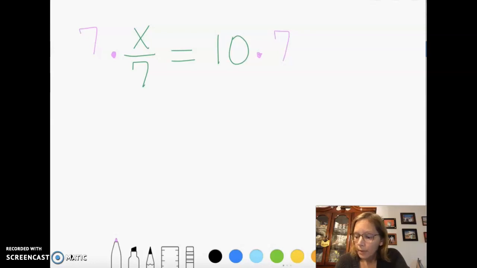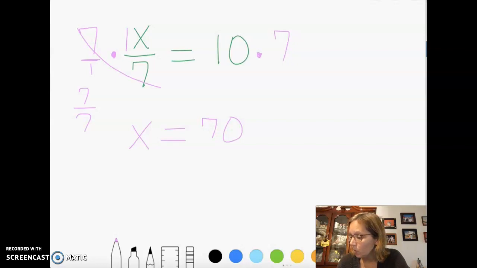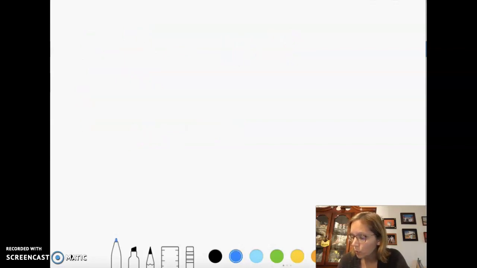Now, when I multiply, because there's an imaginary 1 sitting under that 7, and there's also an imaginary 1 right here, I end up with 7 over 7 on that side, and 7 divided by 7 is 1. So essentially these two are canceling each other out, and I'm just left with x, which is exactly what I wanted, which is why I multiply both sides by whatever's on the bottom. Then on the other side, I do 10 times 7, which is 70, and that's my answer. x equals 70.